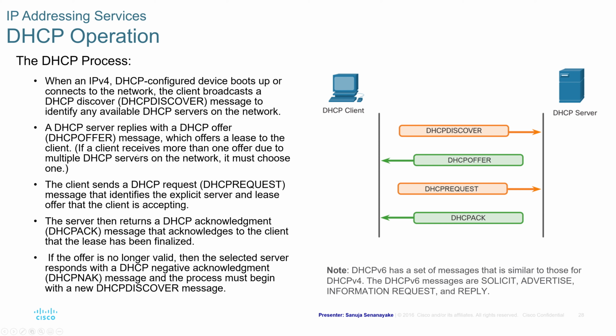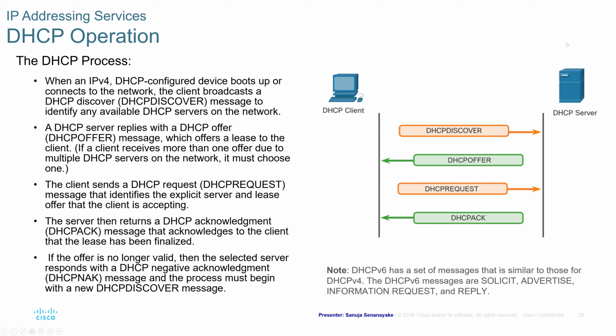So they're saying, hey, I'm accepting that offer. Then the server returns a DHCP acknowledgement message, known as a DHCP ACK message, that acknowledges to the client that the lease has been finalized. If the offer is no longer valid, then the selected server responds with a DHCP negative acknowledgement, known as a DHCP NAK message. And the process must begin with a new DHCP discover message, which starts at the beginning up here.